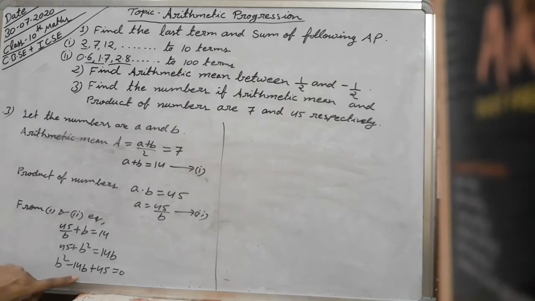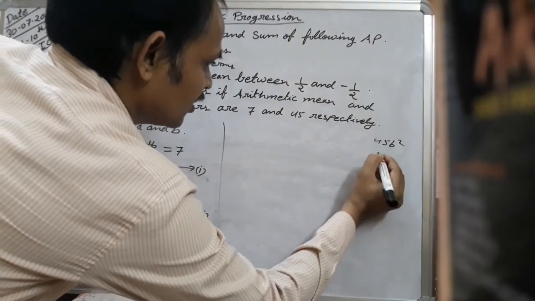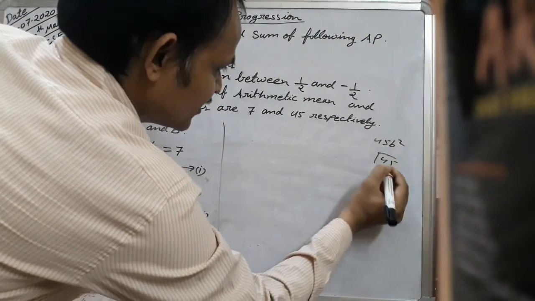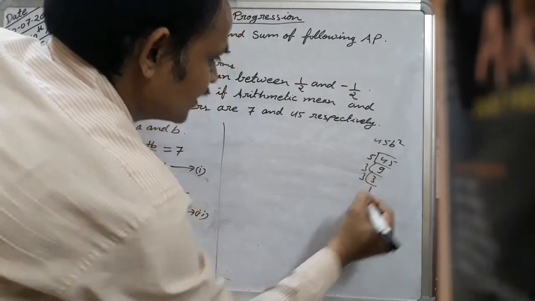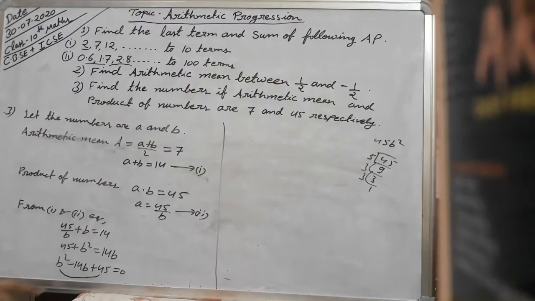Now, split the midterm. How will you split the midterm? First term into last term. You will get B square into 45, that is 45B square. Now 45 prime factorization: 5 9s are 45, 3 3s are 9, 3 1s are 3. Now arrange these prime factors in such a way that by adding or subtracting you will get the midterm, and by multiplying you will get the product, that is 45B square.